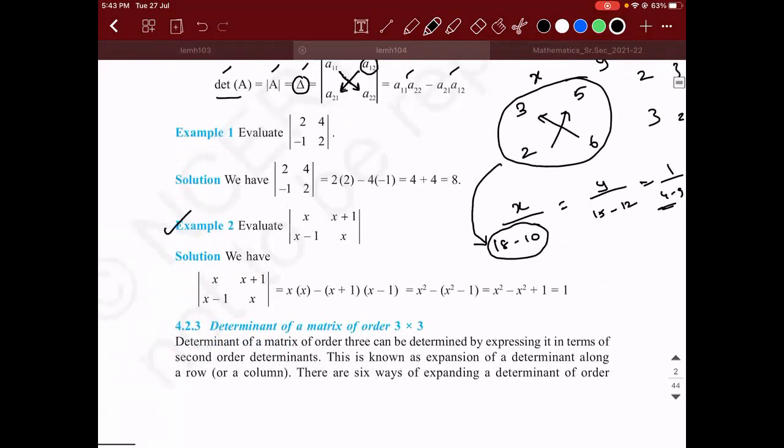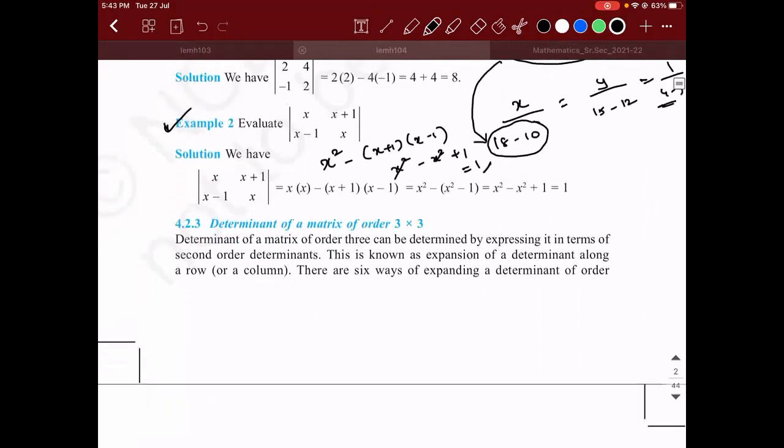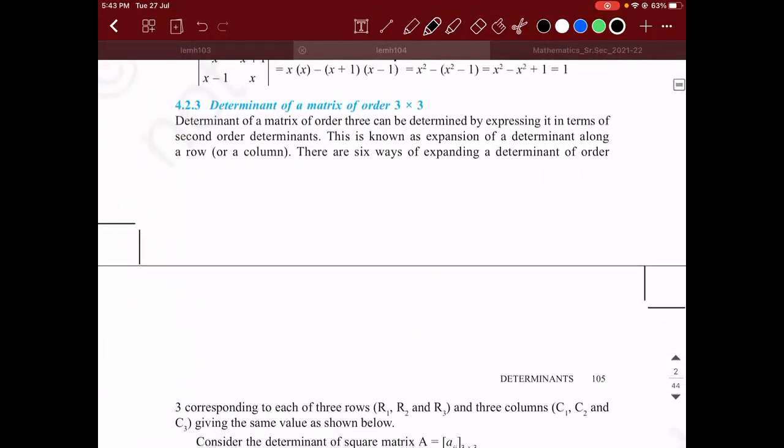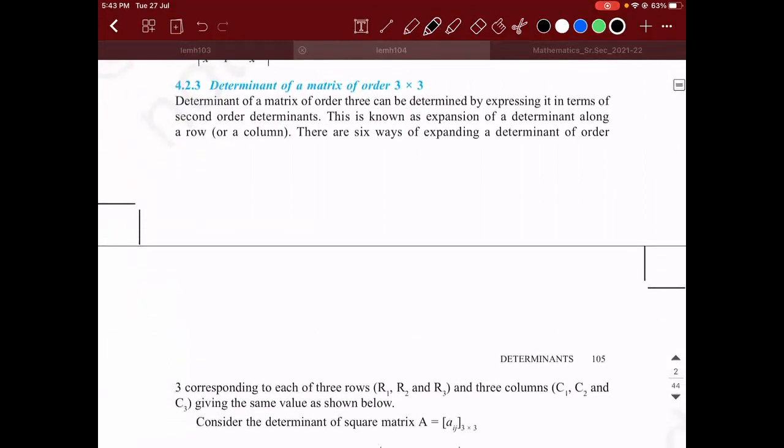So let's try to find the value for this. What will be the answer, guys? x square minus (x plus 1) into (x minus 1). So x square minus x square plus 1. Cancel it. Answer will be 1. So the determinant of this is 1. Okay. So what is the determinant of a matrix of order 3?